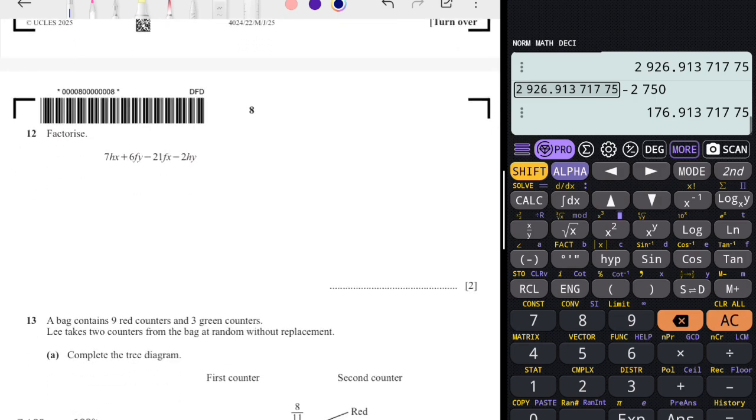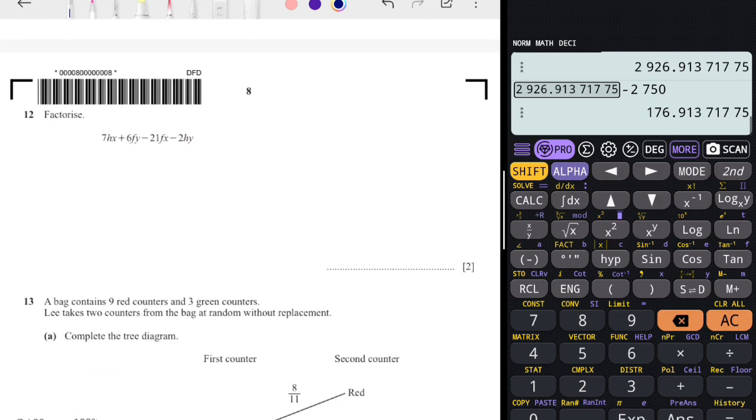Next question. Factorize 7hx plus 6fy minus 21fx minus 2hy. Students, if you see the first two values, nothing is common, so we have to regroup.